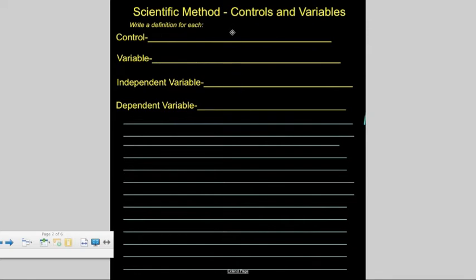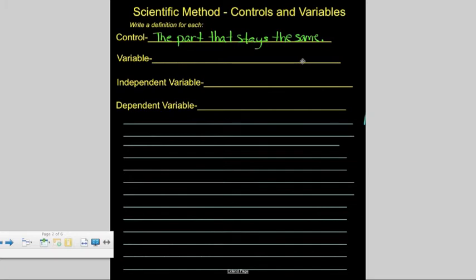So, first off, your control is the part that stays the same. It remains the same. There is no changing in it. It's going to be what remains constant. It's your control. It's going to stay the same throughout the entire experiment. And we're going to talk about an example in just a moment.